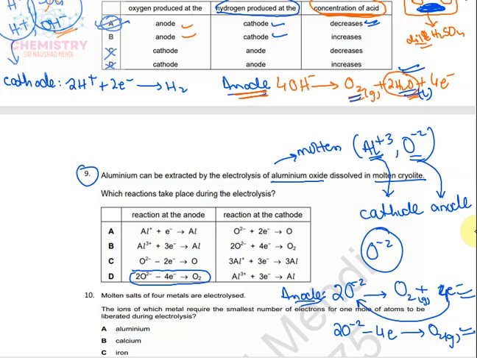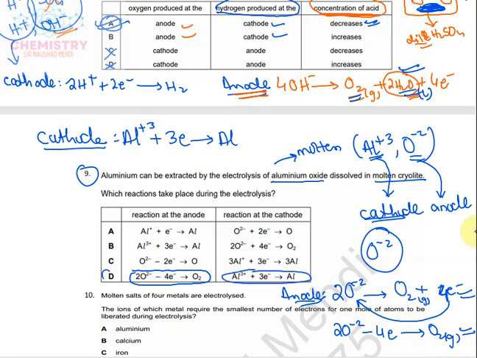And at the cathode, the aluminium will get discharged, right? So the aluminium ion will get discharged at the cathode. What does the aluminium ion have to do? It has a charge of +3, so it has to gain 3 electrons to form the aluminium, right? So this is the equation at the cathode. So option D is the correct answer for this.